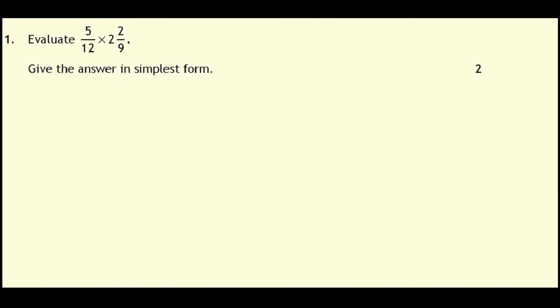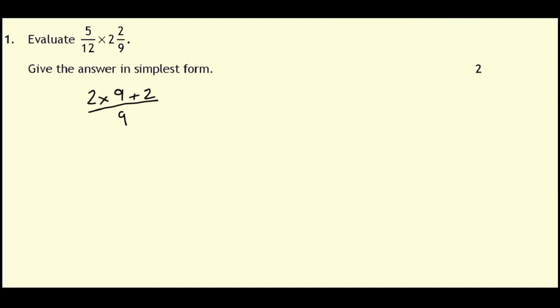Question number 1 is asking us to multiply a fraction by a mixed number. So the very first thing we will need to do is convert that mixed number into a top-heavy fraction. So we've got 2 and 2/9 here. If we think about it, each of those whole numbers is really like 9/9. So we've got 2 lots of them, and we're adding on another 2/9 in this question.